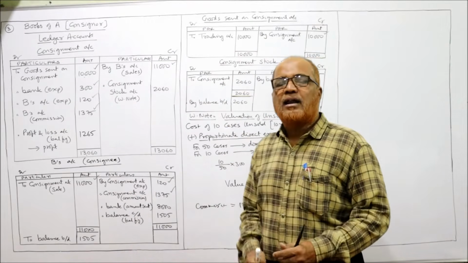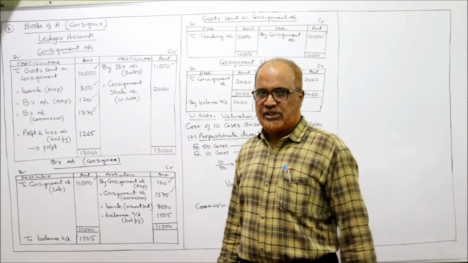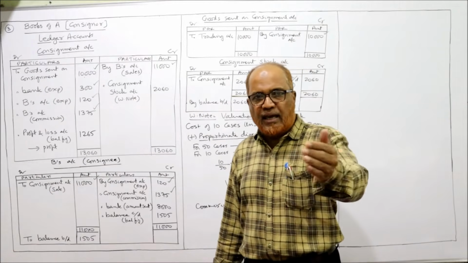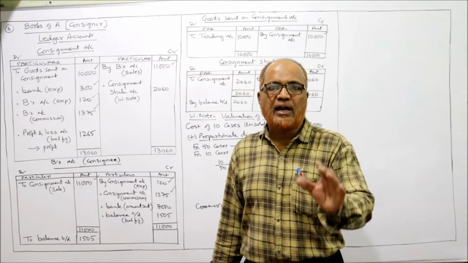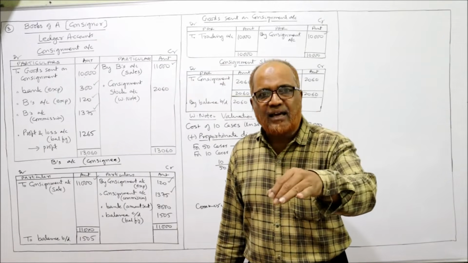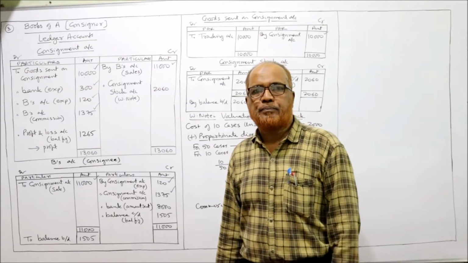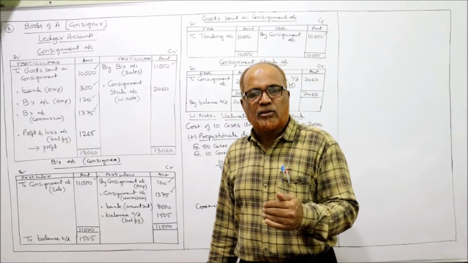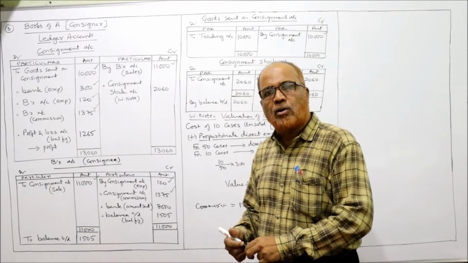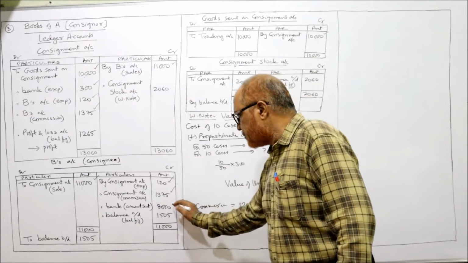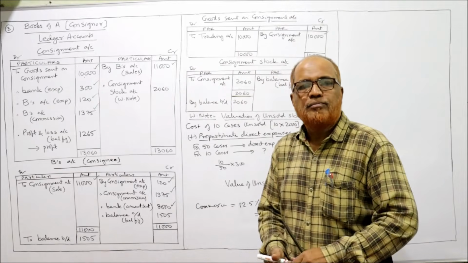Now, a bank draft is received along with account sales. Along with this account sales, a bank draft is received for 8,000 rupees. So entry will be bank account debit to B's account. Because cash is coming in, the bank will be debited. The bank account debit to B's account. So B's account is credited by bank. By bank 8,000. That's all.